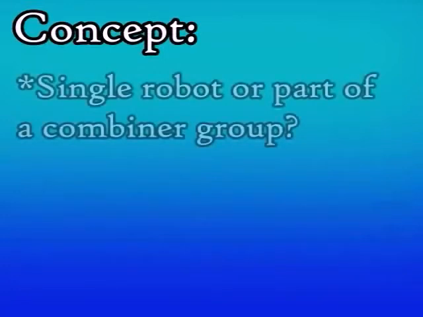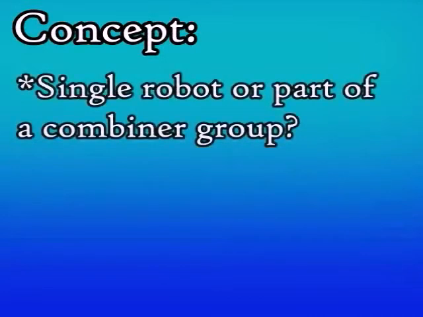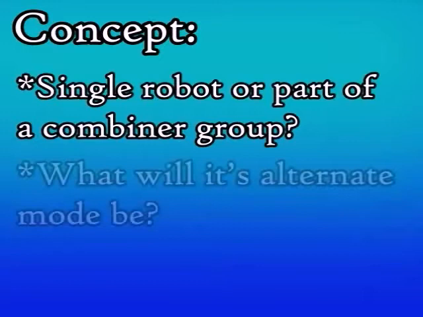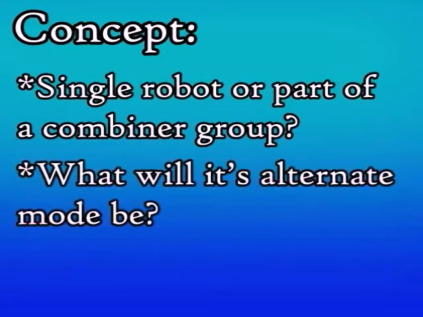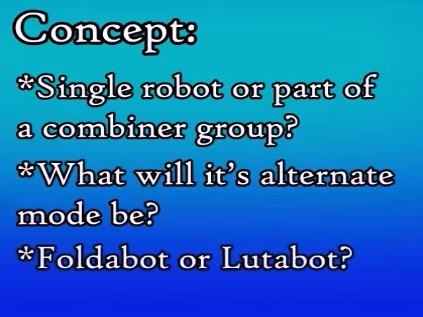The first step in making a Foldabot is planning out the concept. You have to decide whether the robot you're gonna make will be a standalone robot or part of a combiner group. You also have to figure out its alternate mode, and if it will be a Ludobot or a Foldabot. Now this is all about your imagination, especially the alternate mode.